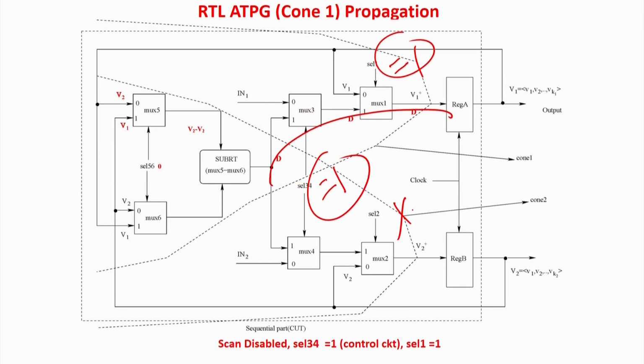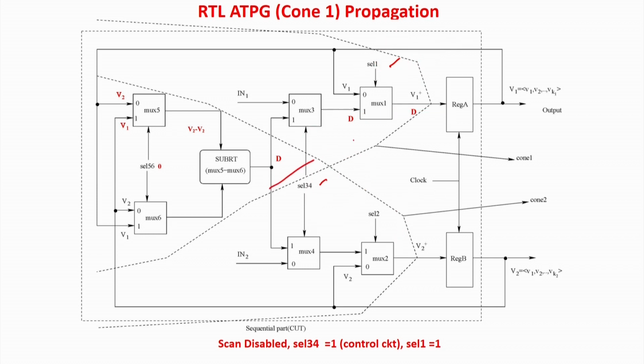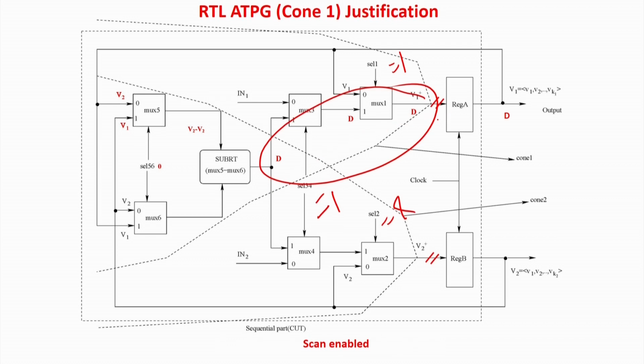So basically if I say, make it clean, just the propagation path, and these two are the justification path. Your job is done. Now D is latched over here.